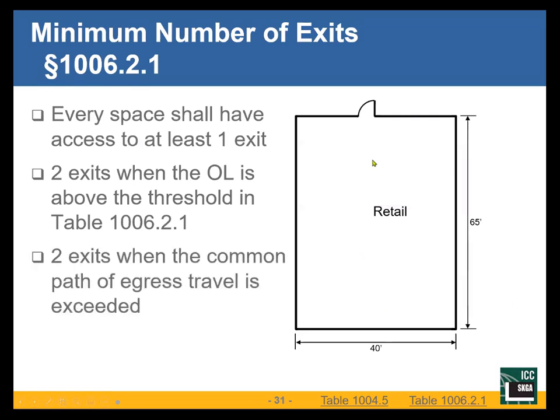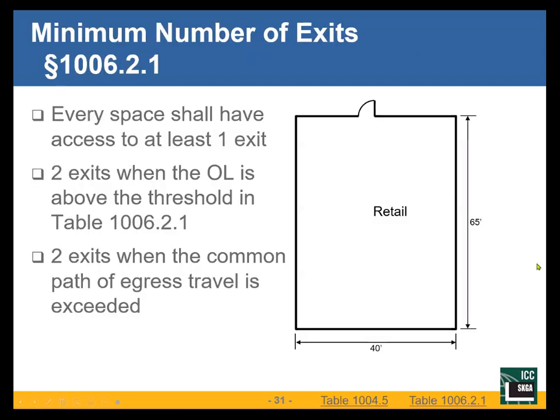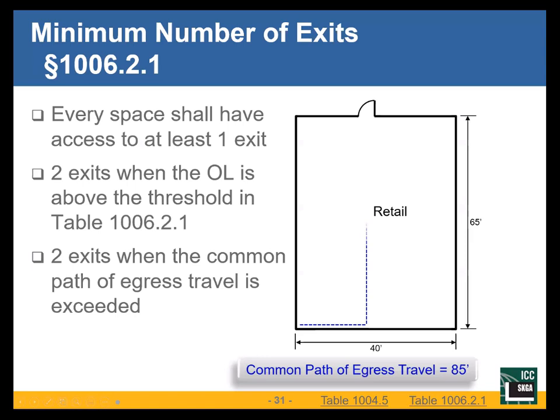But now I have to look at the common path of egress travel, which says for my group M, I've had 44. So I do not qualify here. Wait, was the building sprinkled? No, it's not sprinkled. So I've got 75 feet of travel. So I measure my travel distance. It's 80 feet. And we'll talk about measuring travel distance in a minute, but that's how you measure travel distance.